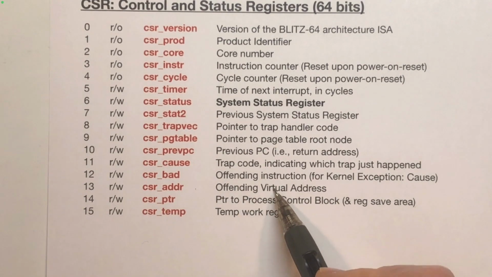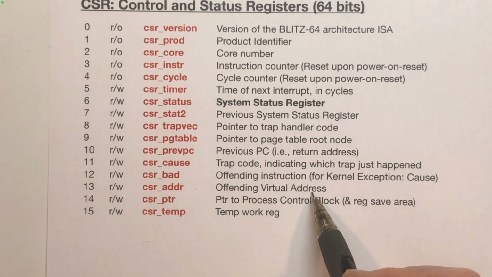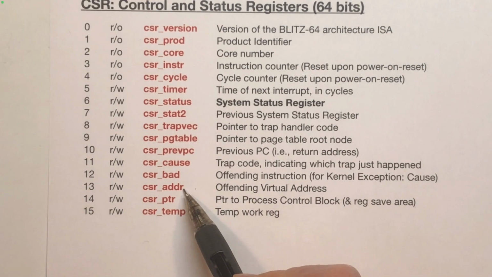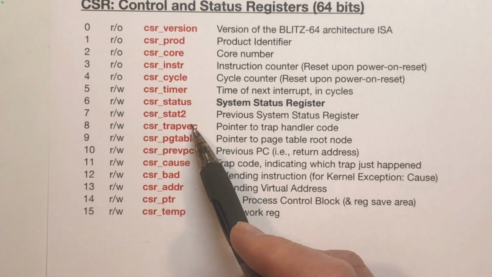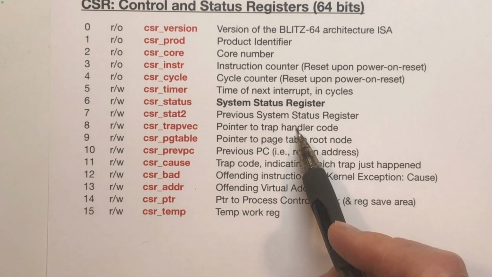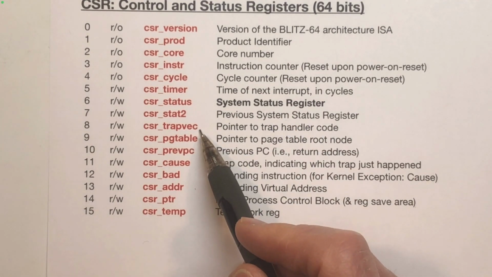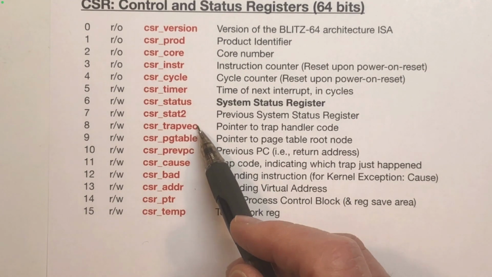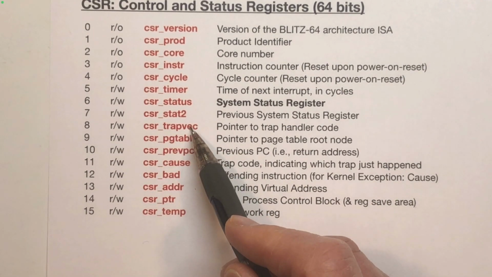For a page fault, we have the address that caused the page fault stored in the CSR address register. And finally, we have the trap vector register. That should contain a pointer to the code that will handle the trap. So the kernel will set this before the trap occurs, and then at the time of a trap, a jump will be made to the instruction pointed to by the trap vector register.